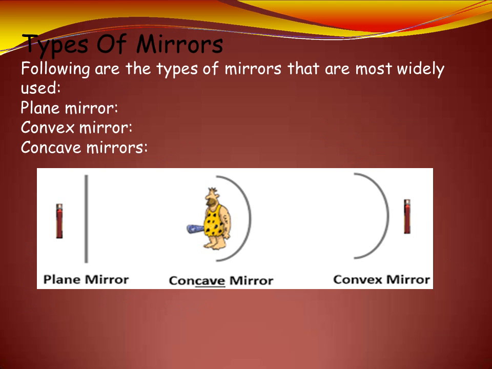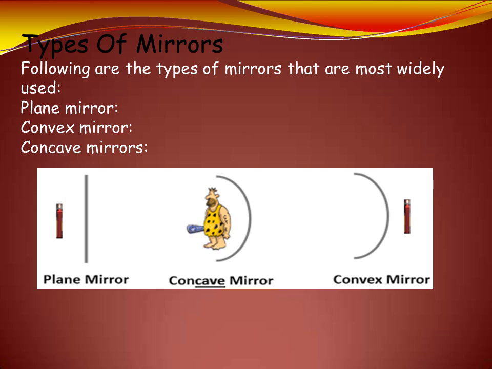Okay, so we will talk about types of mirrors. Following are the types of mirrors that are most widely used. Number one is the plane mirror, that you can see at our homes. Then we have a convex mirror. Then we have a concave mirror, like a cave, gufa. It is inside, concave, and convex is on the outer edge.